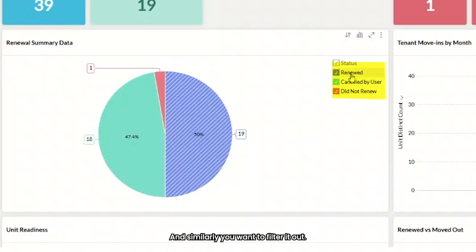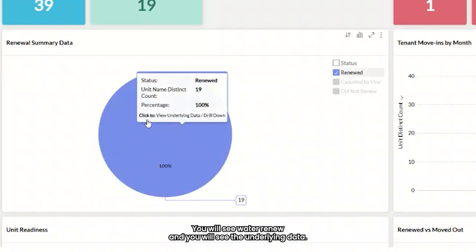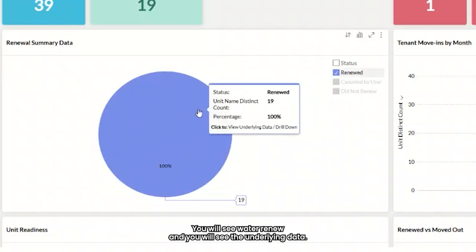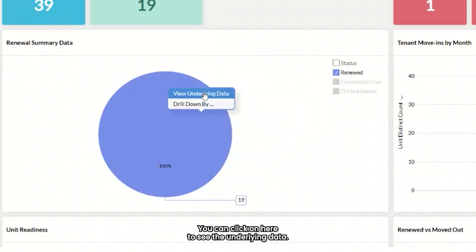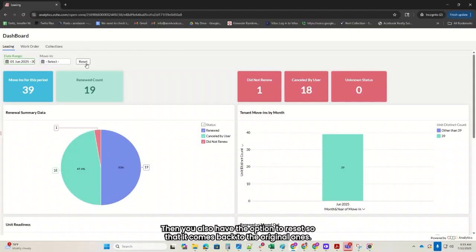And similarly, you can filter it. You are only interested in renewed. You just cancel the others, you will see the renewed, and you will see the underlying data. You can click here to see the underlying data. It gives those 18 records with more details about it. Then you also have the option to reset so that it comes back to the original view.